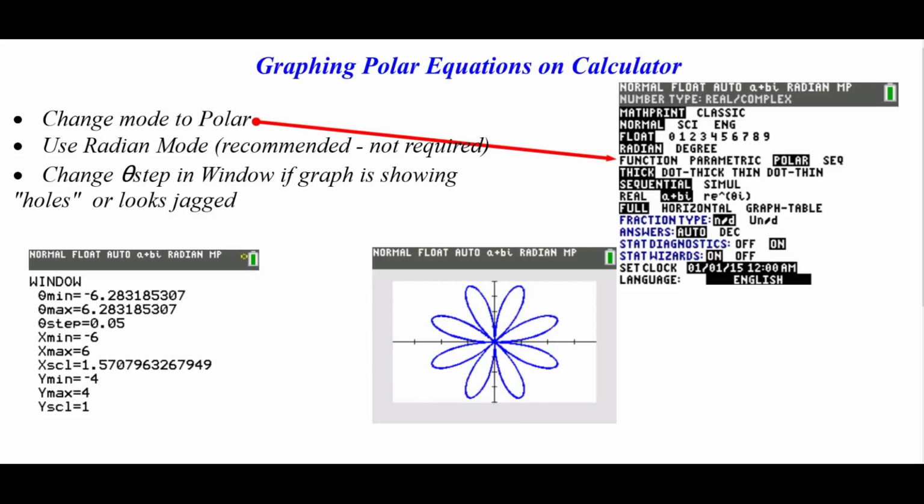Okay, you can use your calculator to graph in polar mode. So the first thing that you would want to do is press your mode, and you would want to go to polar. I recommend graphing in radian mode. It's a little bit quicker. The degree mode kind of slows your calculator down a little bit.